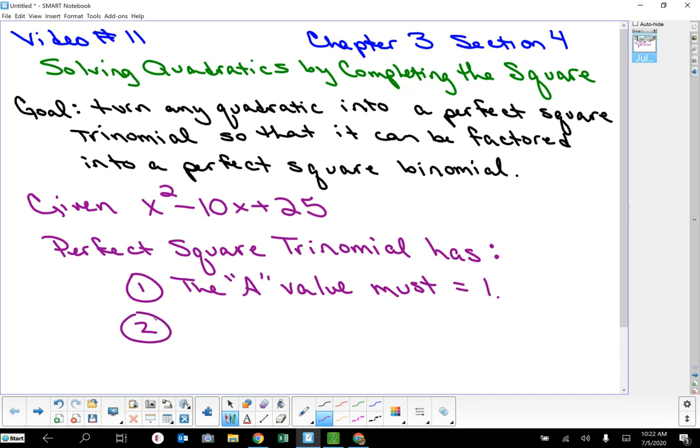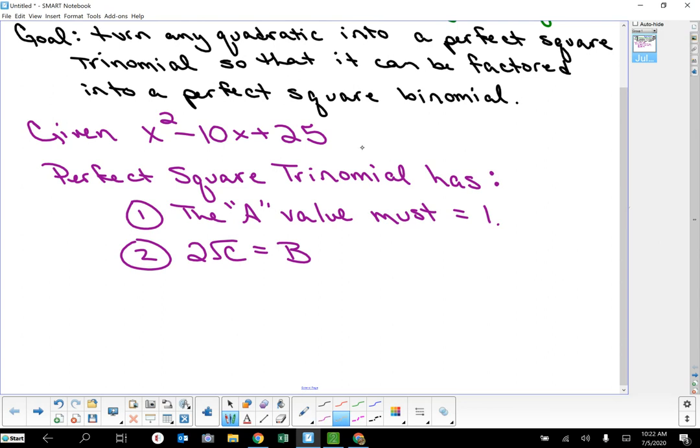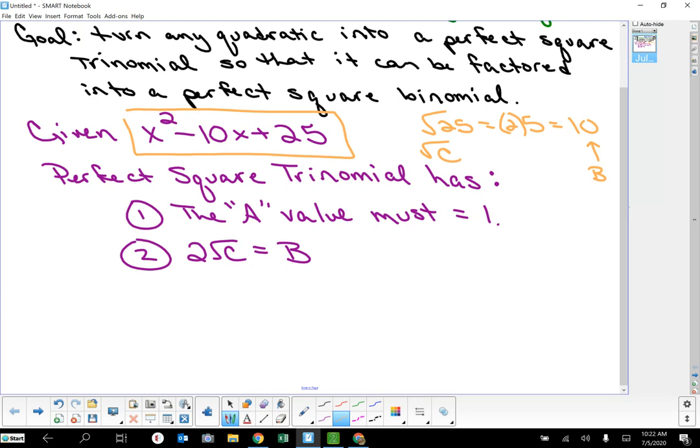2, if you take the root of c and multiply it by 2, so 2 times the root of the c value, that has to equal the b value. That must also be true. And so if we take a look at this one, the root of 25, that's c, is 5. And if we multiply it by 2, that's 10. And this is our b value. So when these things are true, this is a perfect square trinomial.